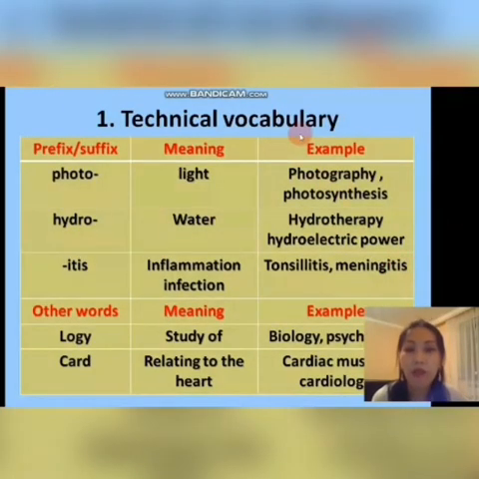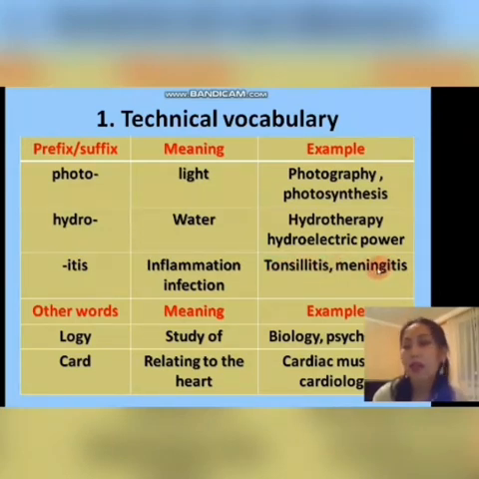Technical vocabulary. Dear my girls and boys, clever girls and boys, you must know these prefixes and suffixes that come in scientific words or sentences. First, the prefix photo, its meaning is light, for example, photography or photosynthesis. Second, the prefix hydro, its meaning is water, for example, hydrotherapy or hydroelectric power. And -itis, a suffix, its meaning is inflammation or infection, for example, tonsillitis or meningitis.